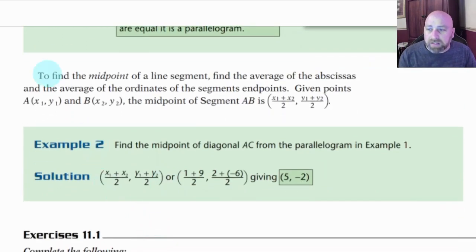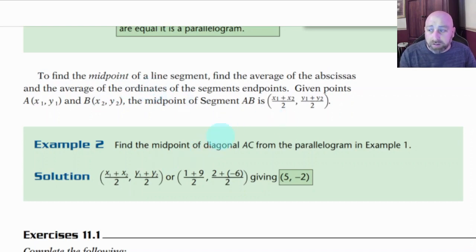All right, the next thing that we want to do is find the midpoint of a line segment: find the average of the abscissa and the average of the ordinate. Okay, there's those words again. What is the abscissa? The abscissa is the x, okay? And the ordinate is the y. So don't forget those two.